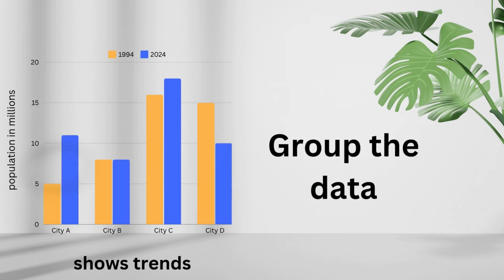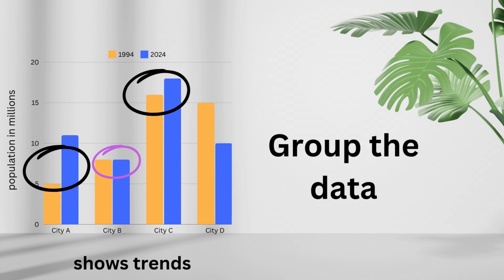Now, in this case, we can see city A and city C. The population in both of these cities has increased, so we will group them together. In case of city B, the population has remained unchanged, and in city D, the population has declined.